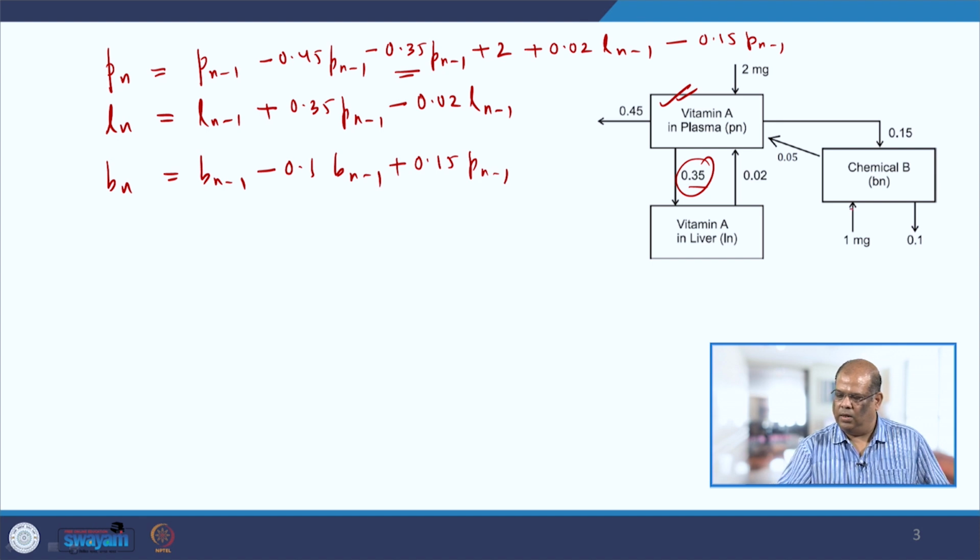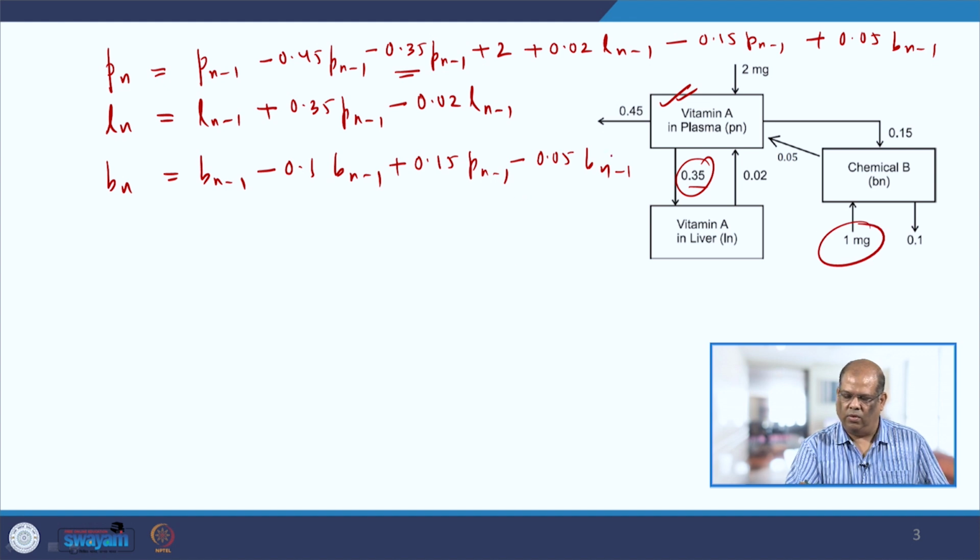And from B, 0.05 of the chemical is going to the vitamin in the plasma, so minus 0.05 Bn minus 1, and 1 mg of intake, so plus 1. So this becomes the whole model.